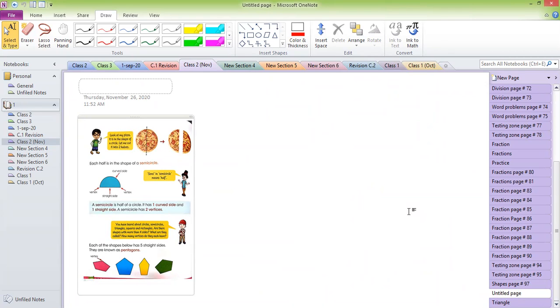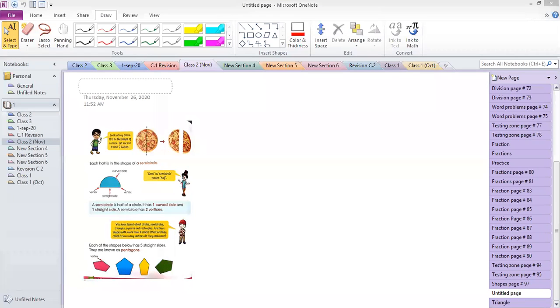Okay. Now you have to tell me, no face. You have to give me the examples for triangular shape. Guys, I give you the example.